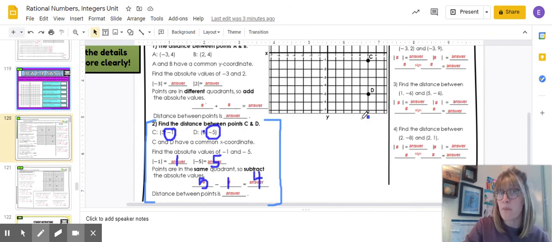So our hypothesis here is that our points are 4 units apart, and we can count them to see if it's true. 1, 2, 3, 4. They are 4 units apart. So the distance between the points is 4, whatever our units are.